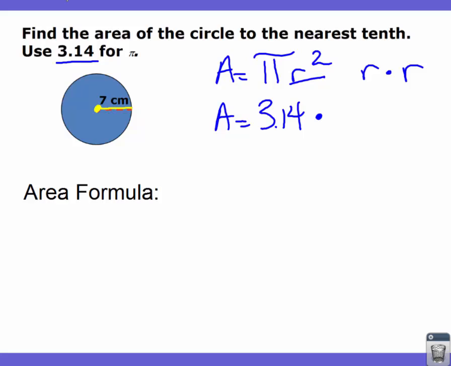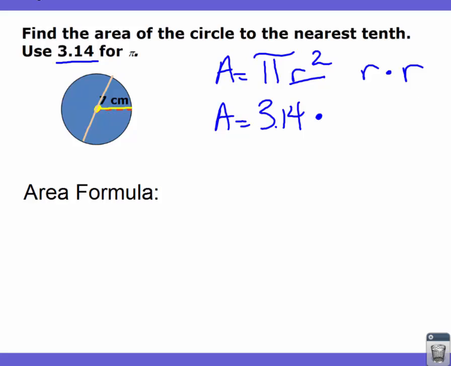There's also something called a diameter. And a diameter goes all the way across. And it would be 2 radii put together. We don't use the diameter when we're dealing with area. So if you're given a diameter, you must cut it in half.